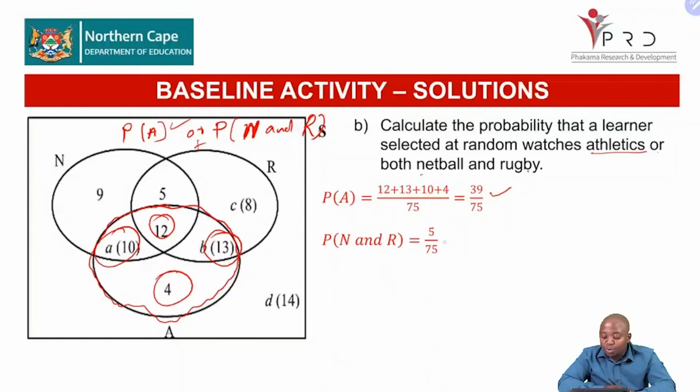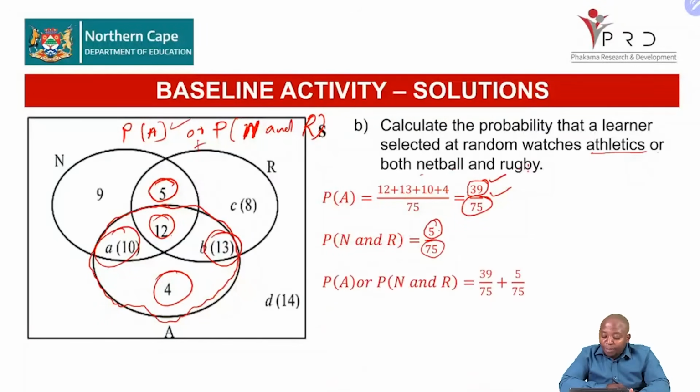And we are now going to look at the probability of learners watching both netball and rugby. Both netball and rugby is the intersection between netball and rugby, excluding the athletics. So it's going to be 5 over 75. So it is the desired event, which is A over the total. And again, netball and rugby, which is 5 over the total.